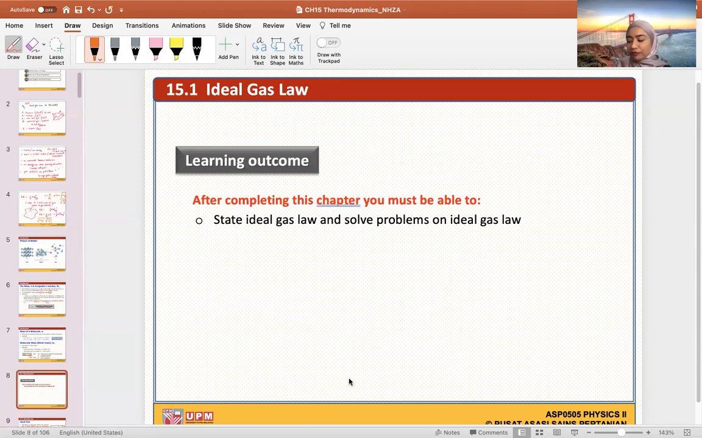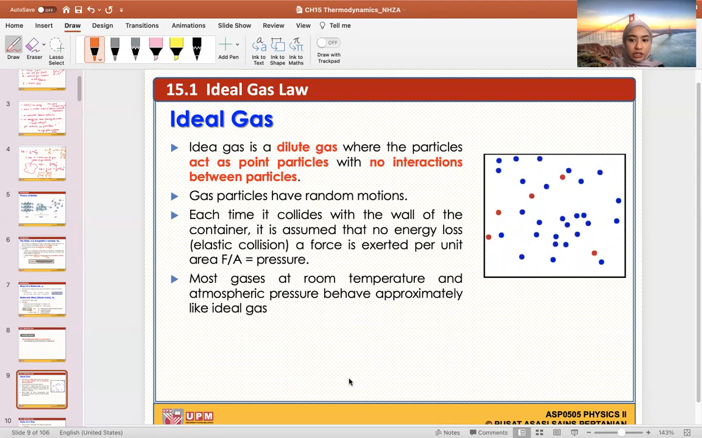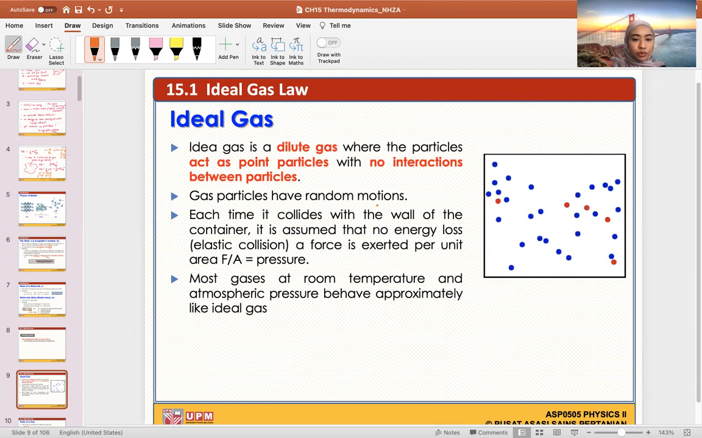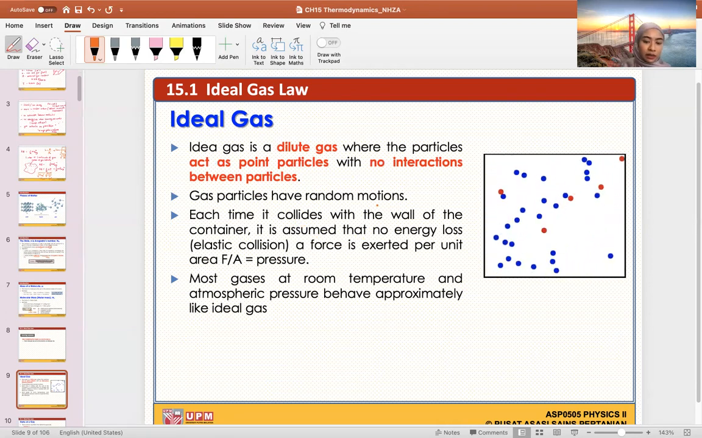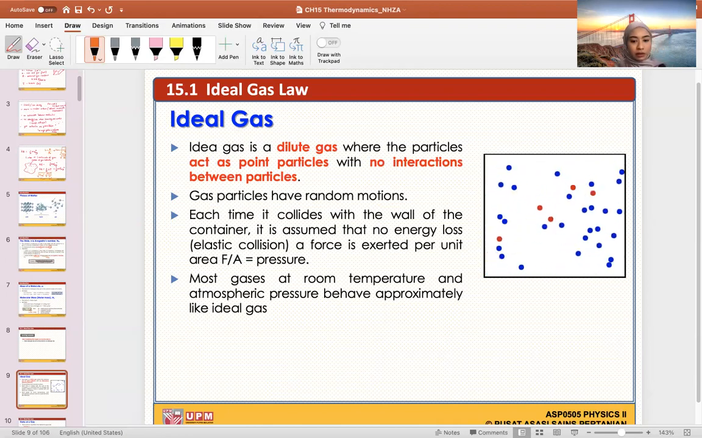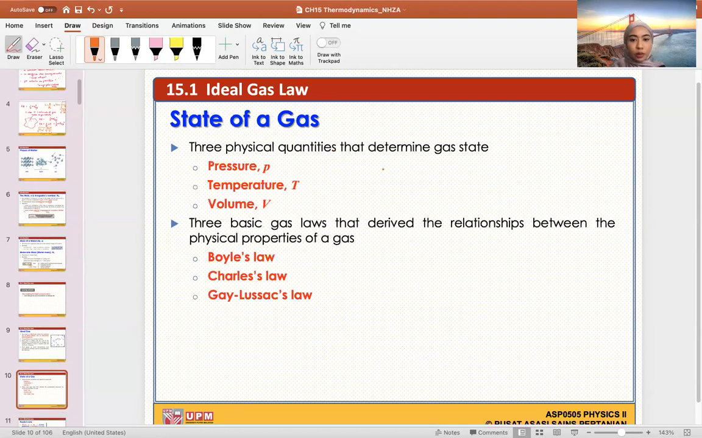So the learning outcome for this subtopic is for you to state ideal gas and solve problems on ideal gas. All right, so let's do that. So ideal gas is a dilute gas with no interaction. We talked about this. They move in random motion. Each time they collide, there's no energy loss. We make this assumption to make our lives easier. Most gases at room temperature and atmospheric pressure behave like an ideal gas. So 3 physical quantities determine the gas state, which are pressure, temperature, and volume.